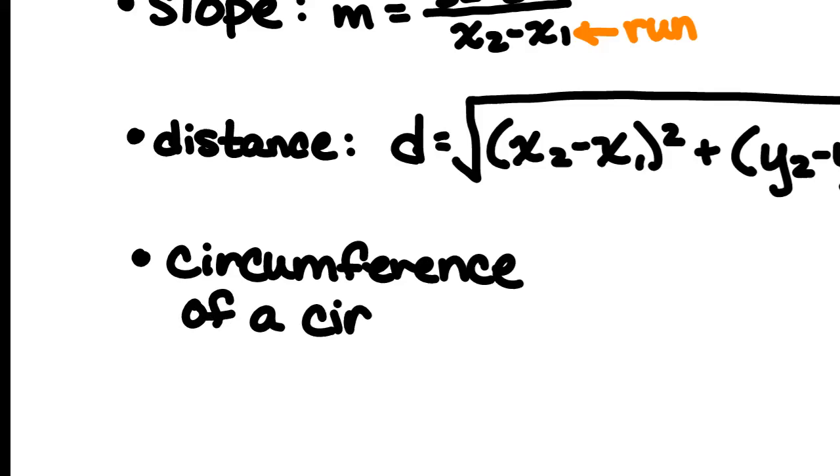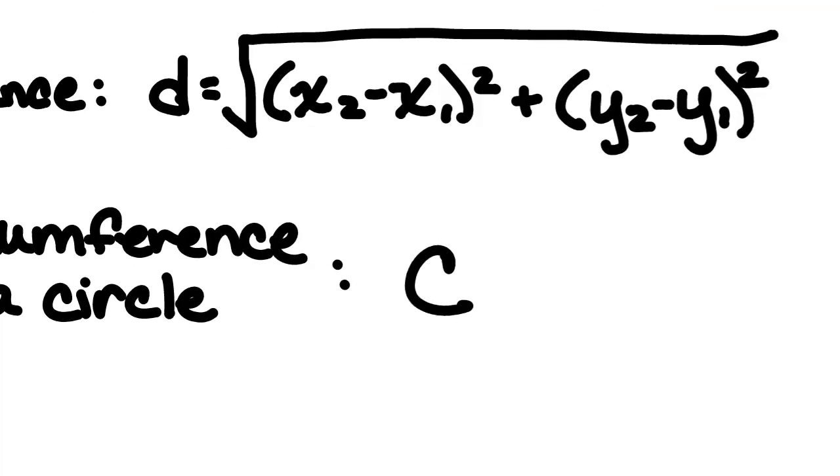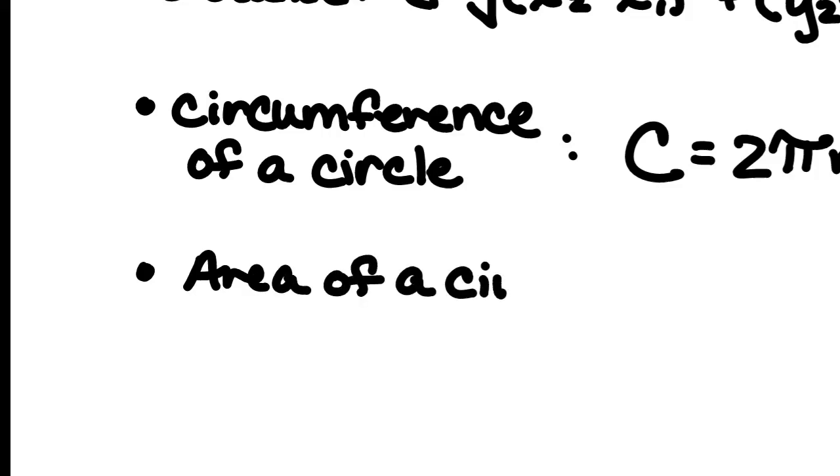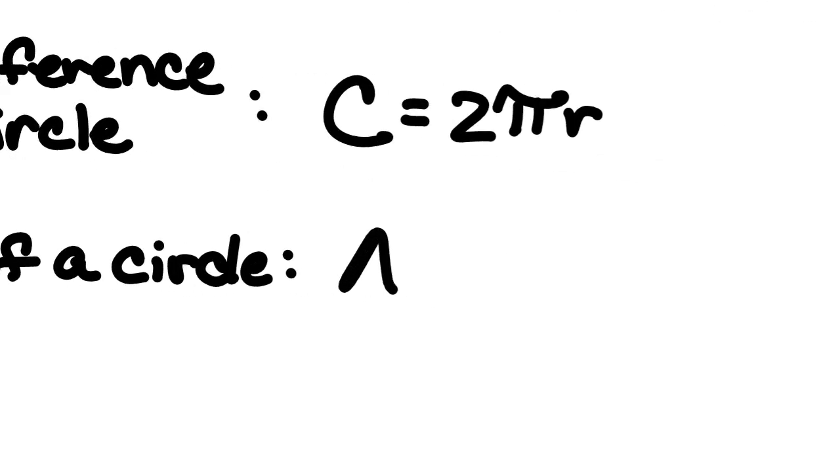Circumference of a circle, C equals 2 pi r. Area of a circle is A equals pi r squared.